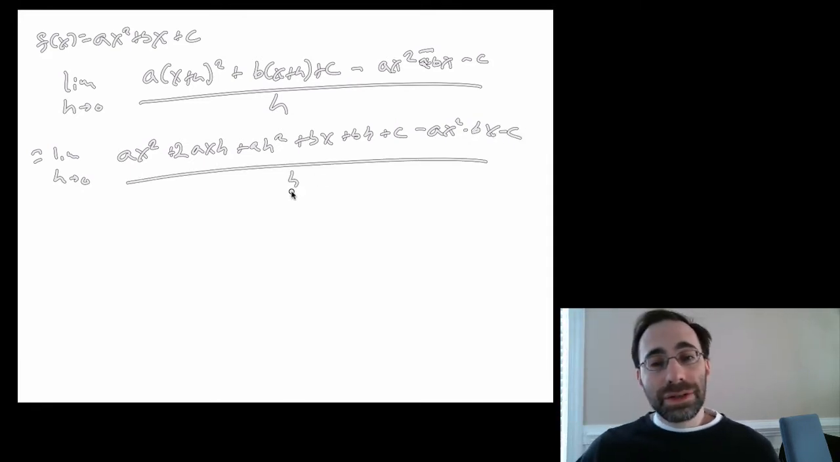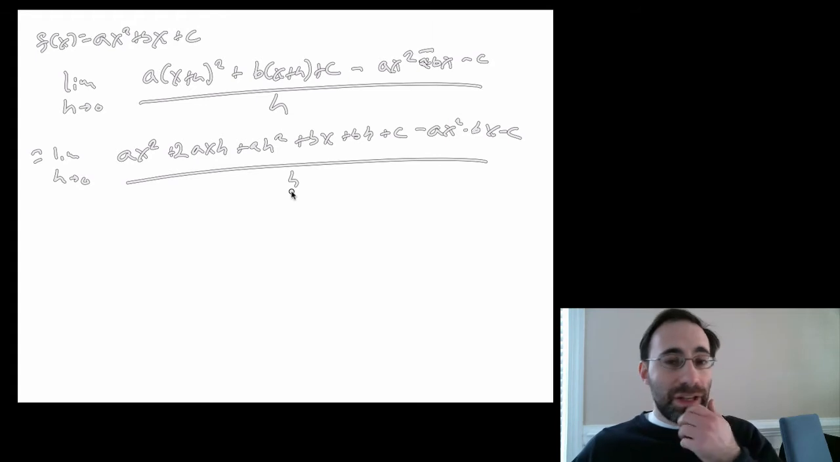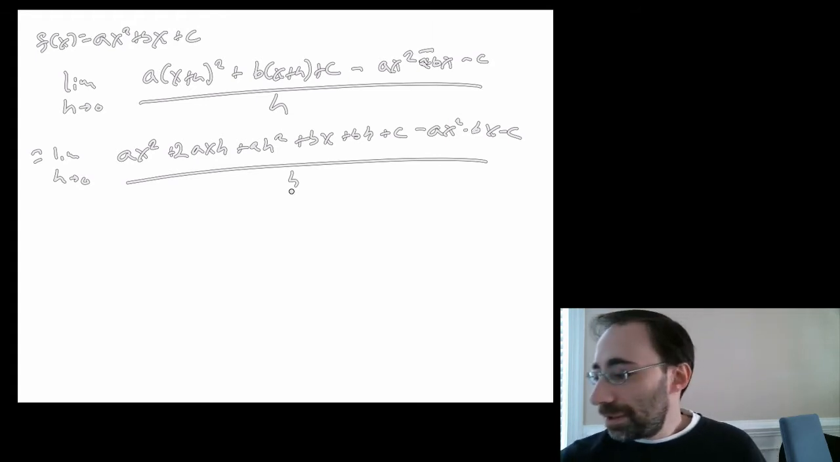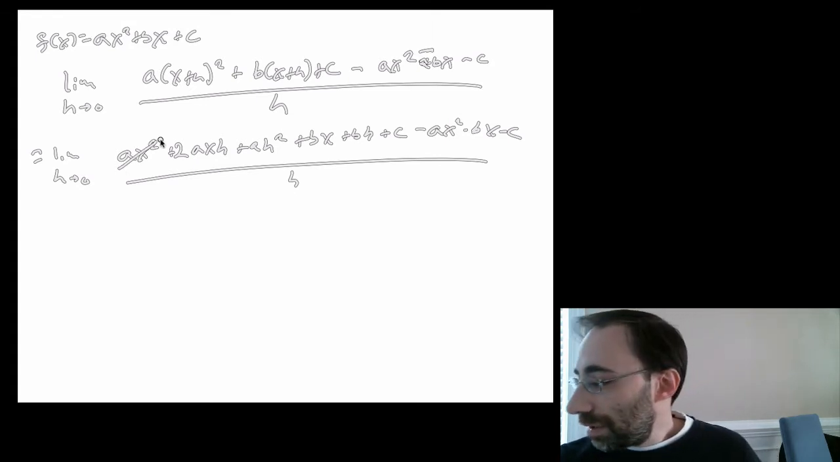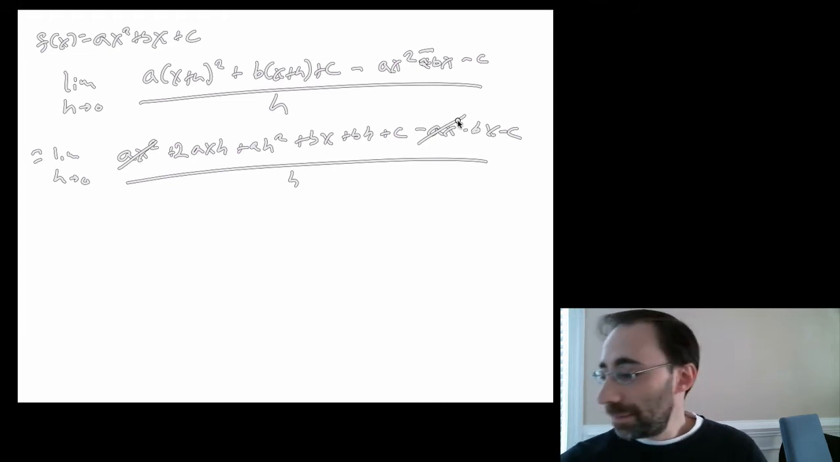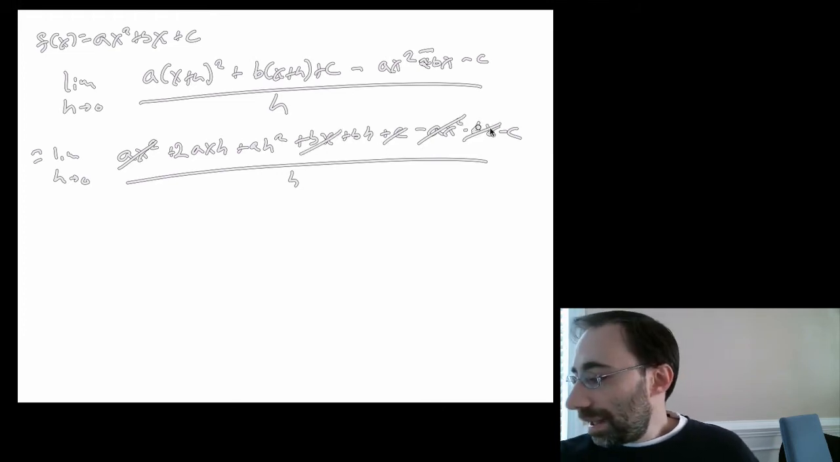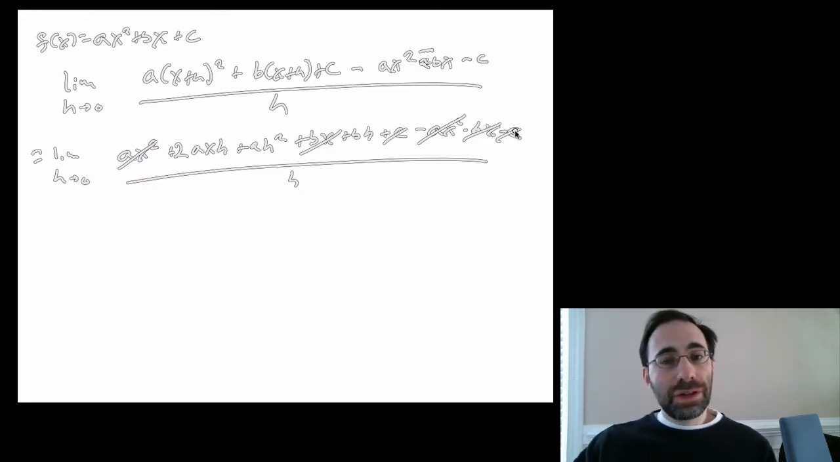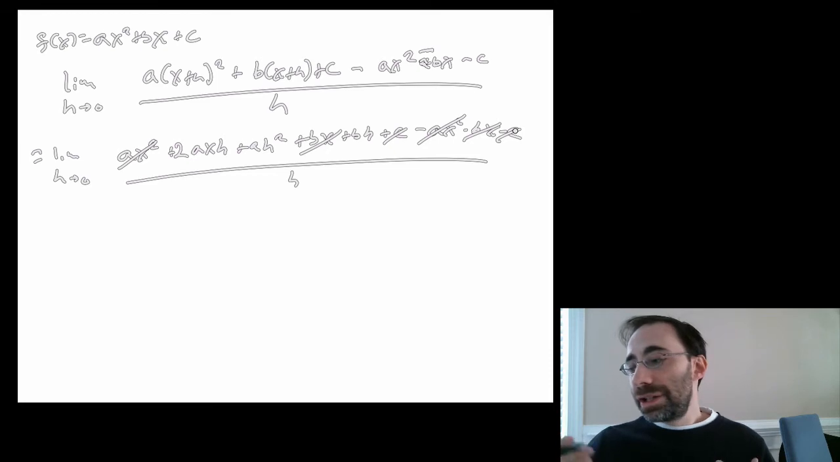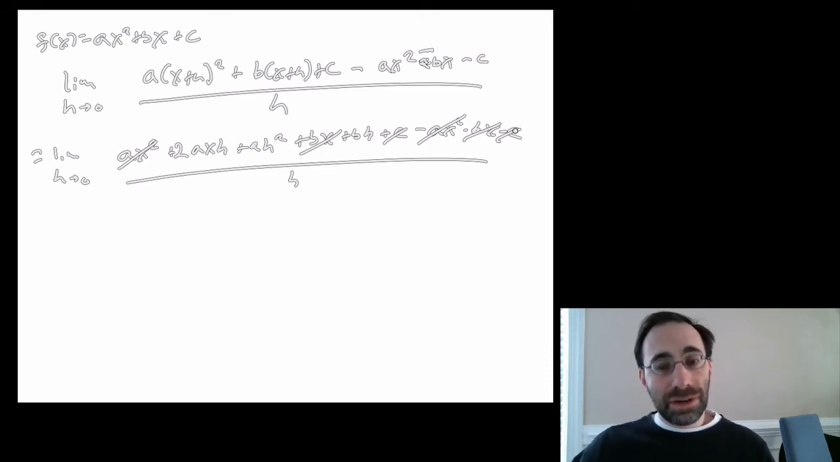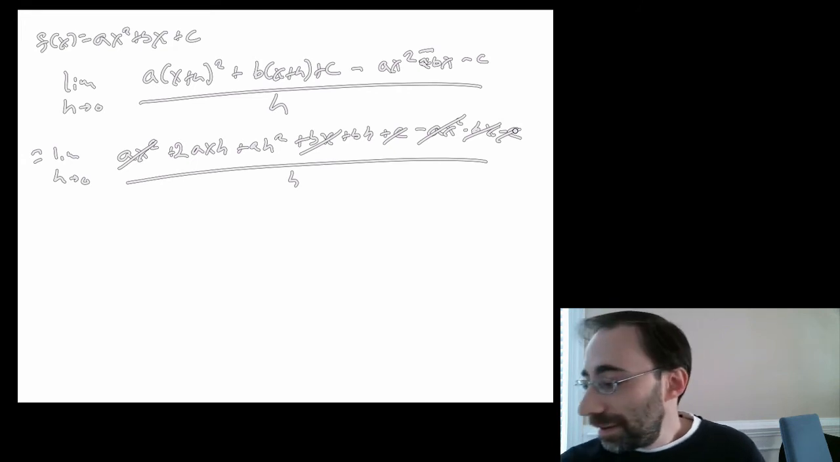Now note what cancels. The leading term in x, in every term, is going to cancel. So ax squared cancels with negative ax squared, bx cancels with negative bx, and c cancels with negative c. So the leading term in x in every constituent term in the function is going to cancel when you subtract out the function itself. That leaves you with stuff that has an h in it.